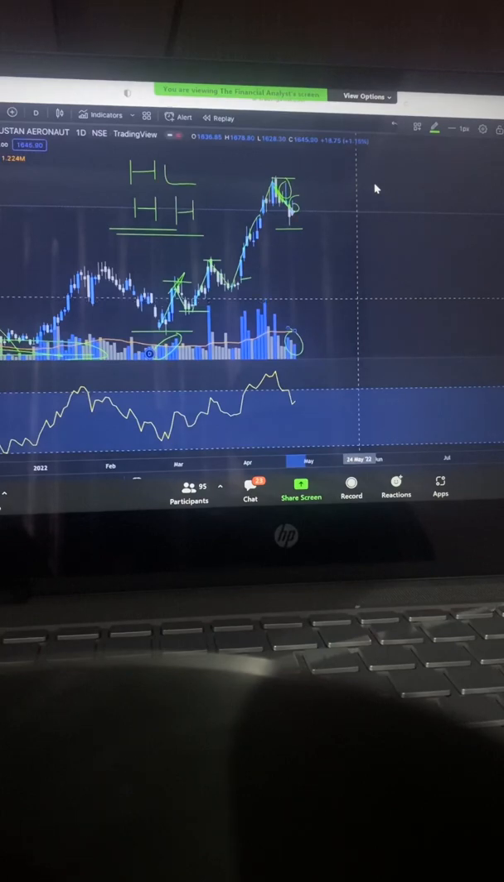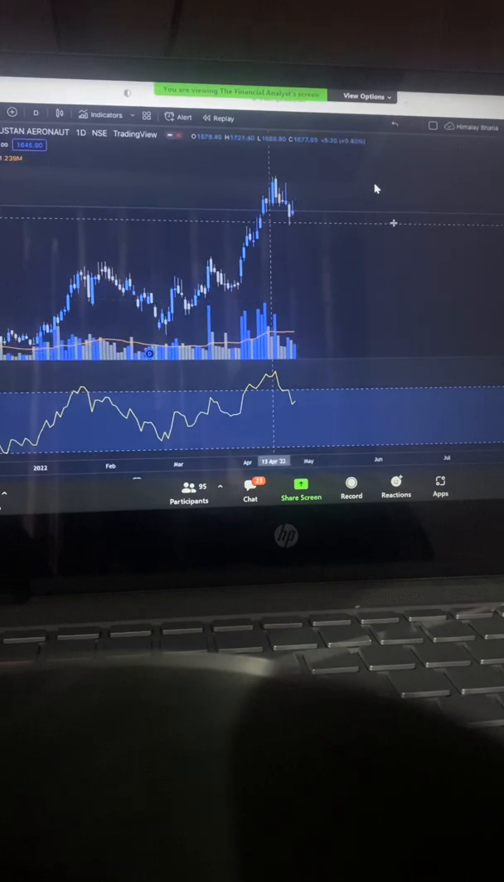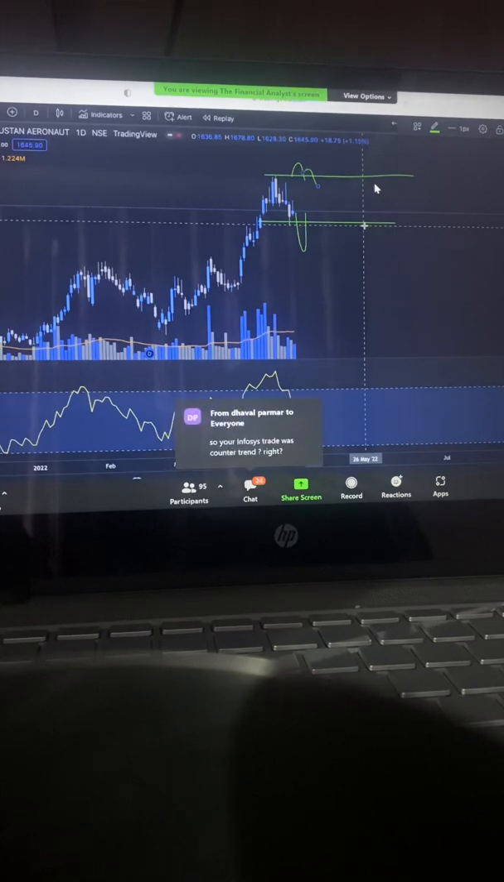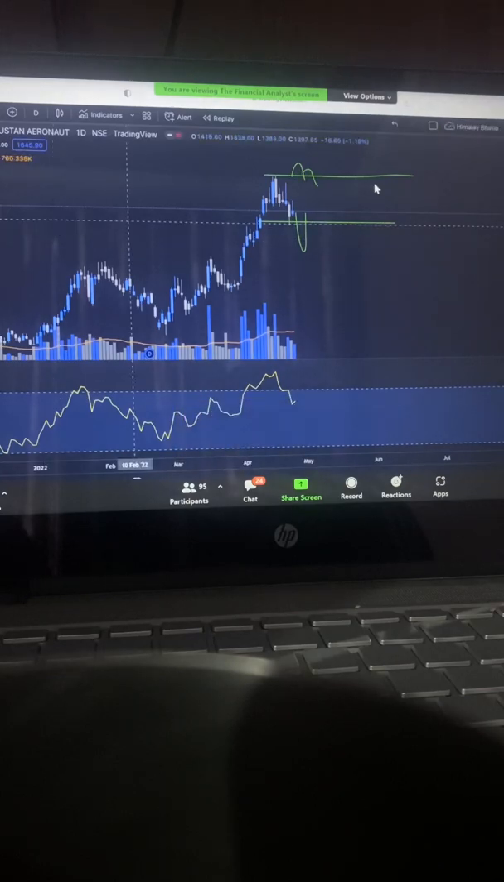So this is a little complex. Again, these things will come with time. As per my estimates, this stock will most likely go into a range and will probably give some false breaks along with the market. Is it clear? Is it clear with everyone? My Infosys trade was not counter trend, it was an early entry.